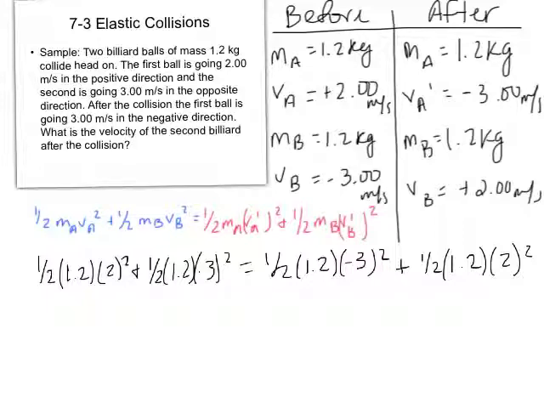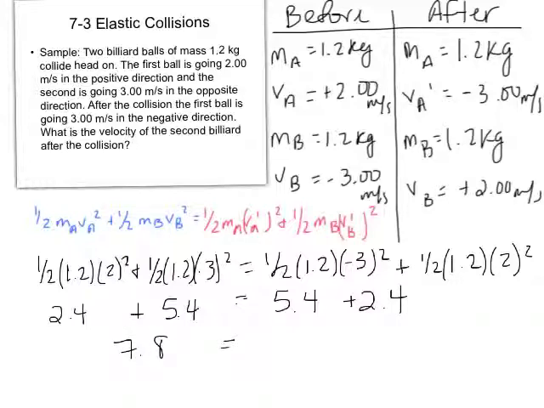Okay, so if we simplify 1/2 times 1.2 times 2 squared, you get 2.4 plus 5.4 equals 5.4 plus 2.4. And lo and behold, we have 7.8 equals 7.8. So this is conservation of kinetic energy and conservation of momentum. So we have an elastic collision.